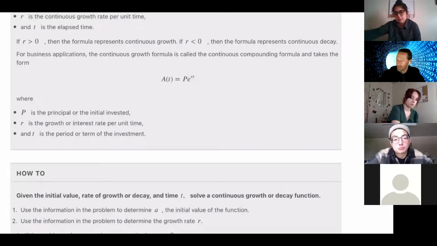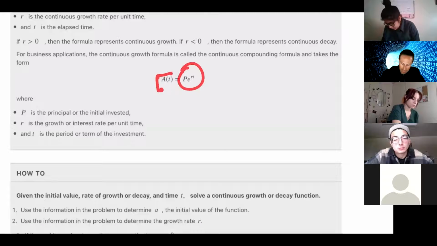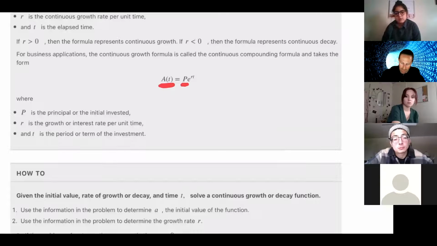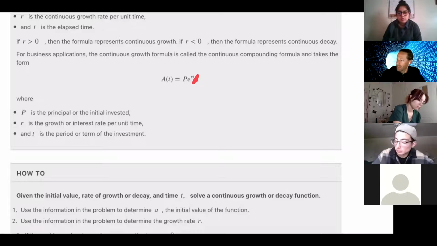P, R, and T, because then we can just plug it all in and find the ending amount. But sometimes they'll give you the ending amount, they'll give you the principal, they'll give you the rate, and they will ask you guys how long, what time will it take to make your money grow to that ending amount.